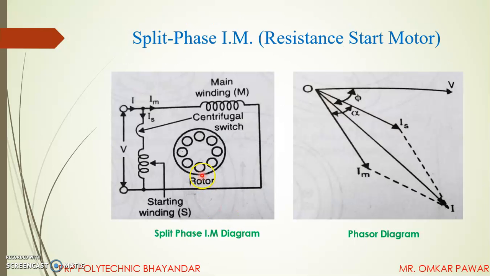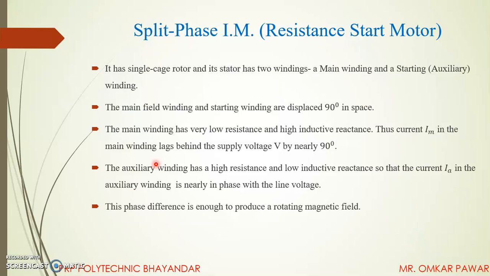The first motor in this case is the split phase induction motor, that is, the resistance start motor. There is a main winding and a starting winding, or auxiliary winding. It has a single cage rotor and its stator has two windings, a main winding and a starting auxiliary winding. The main winding and starting winding are 90 degrees displaced in space.